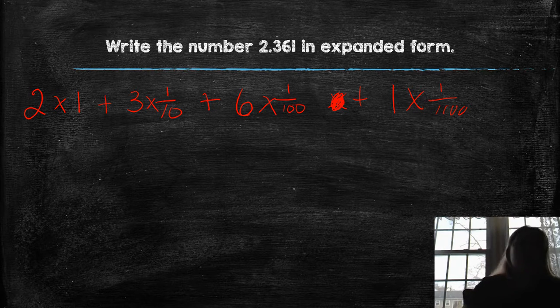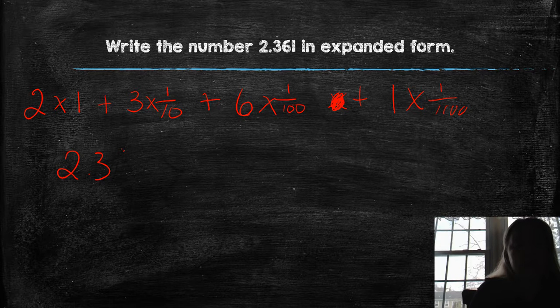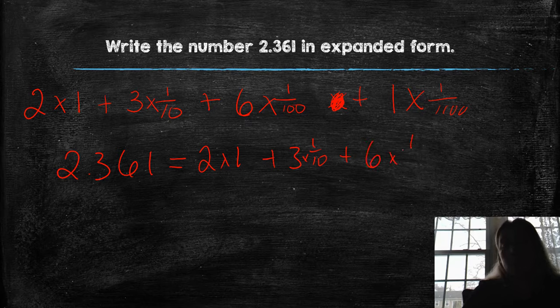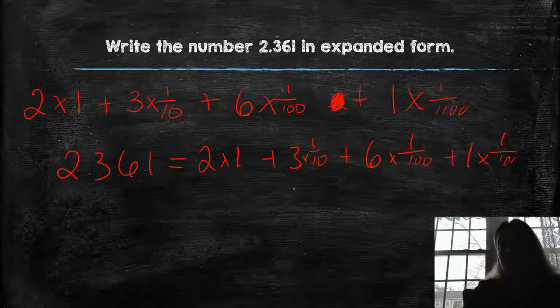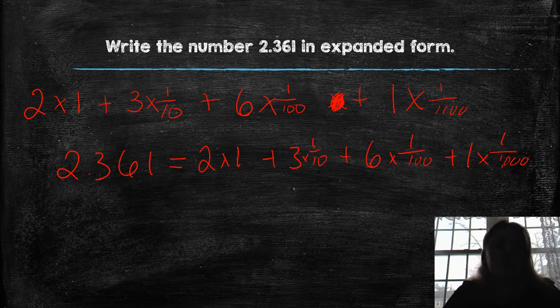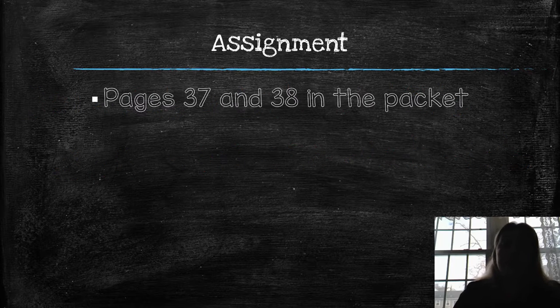So altogether, this would be the expanded form of 2.361 would equal 2 times 1 plus 3 times 1/10 plus 6 times 1/100 plus 1 times 1/1000. I'm hoping all of this is a review for you because we did go over this recently and a little bit further back. Now, your assignment for today is going to be pages 37 and 38 in the packet.